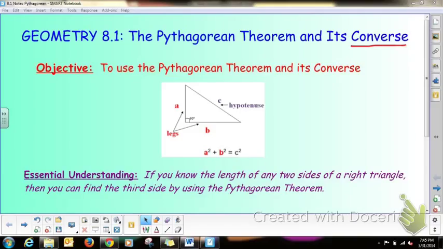If you know the length of any two sides of a right triangle, then you can find the third side by using the Pythagorean Theorem. And if you take a look at this picture here, the legs are the two sides that make the right angle, and the hypotenuse is the side that is always across from the right angle. In a right triangle, the hypotenuse is the longest side because it's across from the largest angle.